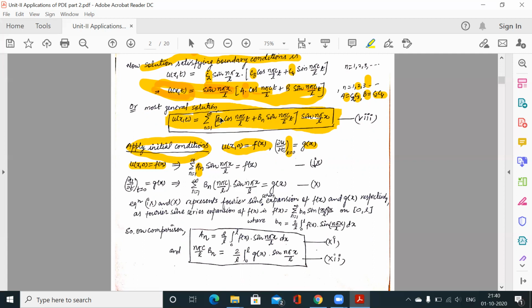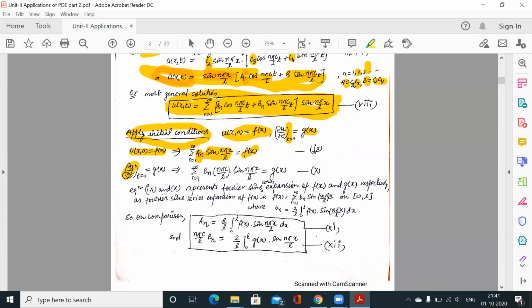So the only term left is a_n into this sine, because this is x, so it will be multiplied here. So here we have two terms: a_n cos(n pi c t by l) into sin(n pi x by l) plus b_n sin(n pi c t by l) into sin(n pi x by l). If we apply t equal to 0, cos 0 is 1, so a_n sin(n pi x by l), and this would be 0 because sine 0 is 0, so 0 into something is 0. So only a_n sin(n pi x by l), and this is equal to u(x,0), and u(x,0) is f(x), so this is equal to f(x).